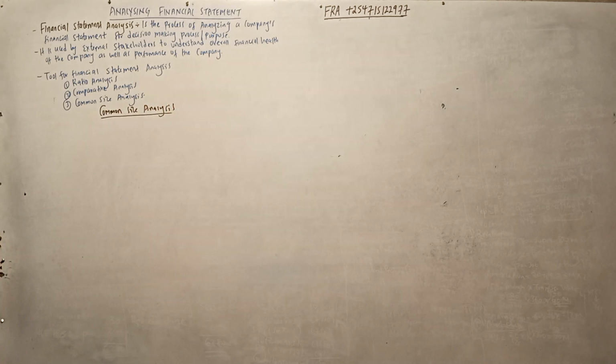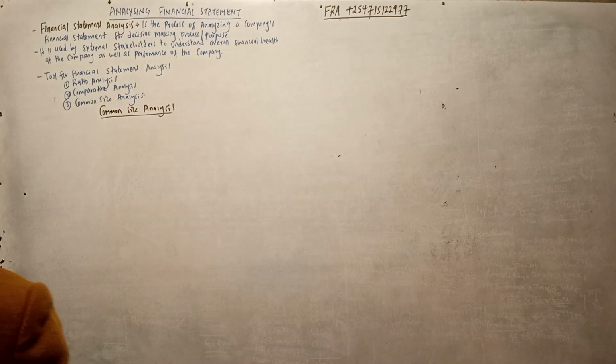When we talk about common size analysis, it is divided into two categories. We have the vertical analysis and we have the horizontal analysis. For vertical analysis, when it comes to the income statement, all items are based on total revenue. While when it comes to the statement of financial position, for the vertical statement, all items are based on total assets.